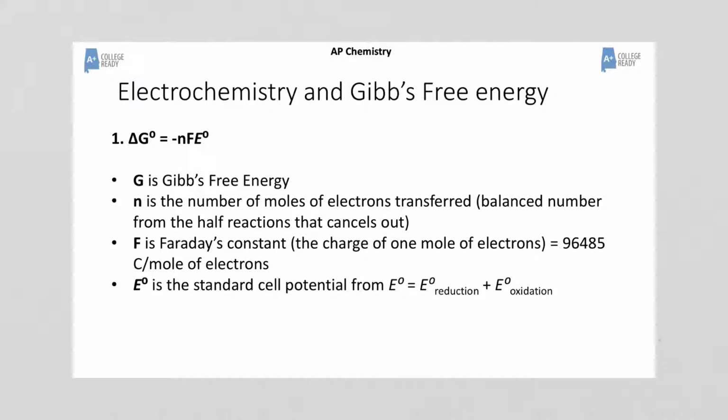Because if we have 1 half reaction losing 2 electrons and 1 gaining 3, what would you plug in for N? You can't plug in 2 or 3. You would plug in the balanced value, which would be 6. F is a constant. It's called Faraday's constant. It's actually the charge in coulombs of 1 mole of electrons. So it's 96,485 coulombs per mole of electrons. So if we have 6 electrons transferred, 6 moles transferred, it would be multiplied, as you see, N times F. And then the last term we've seen already is that standard cell potential we've been calculating by adding the reduction potential to the oxidation potential.